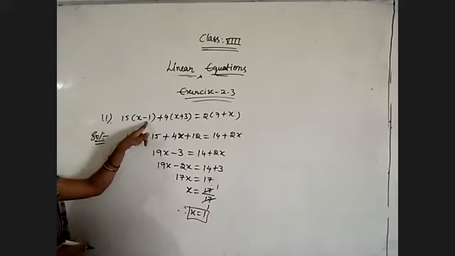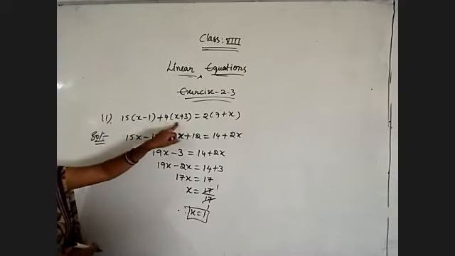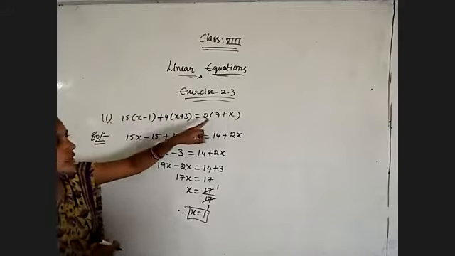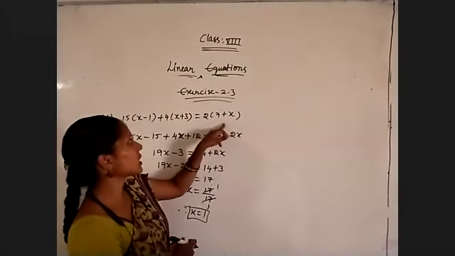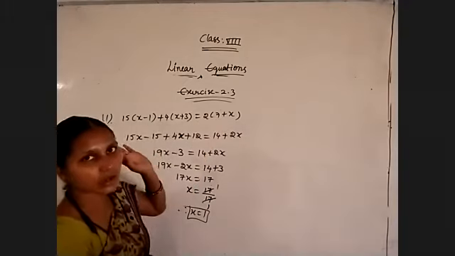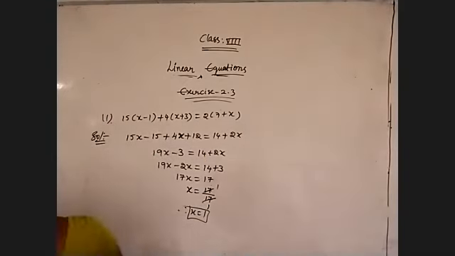So 1 minus 1 is 0. This complete term is 0. 1 plus 3, 4. 4 4s are 16. LHS is 16. X value 1, 7 plus 1 is 8. 8 2s are 16. 16 is 16. Both sides you will get 16. So it is also correct. Now coming to the next problem.